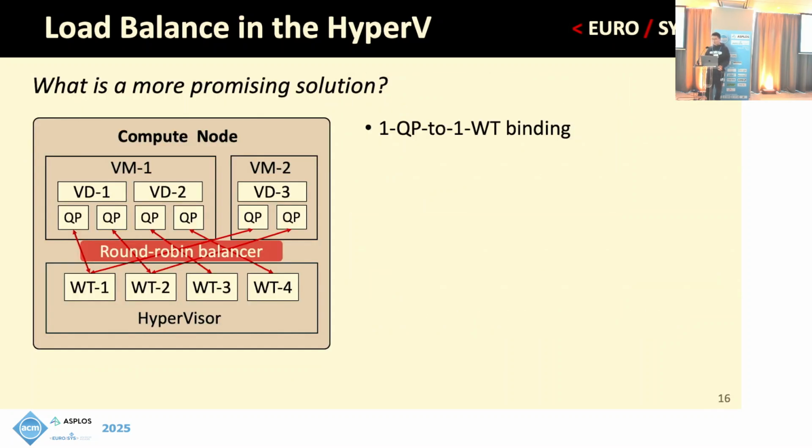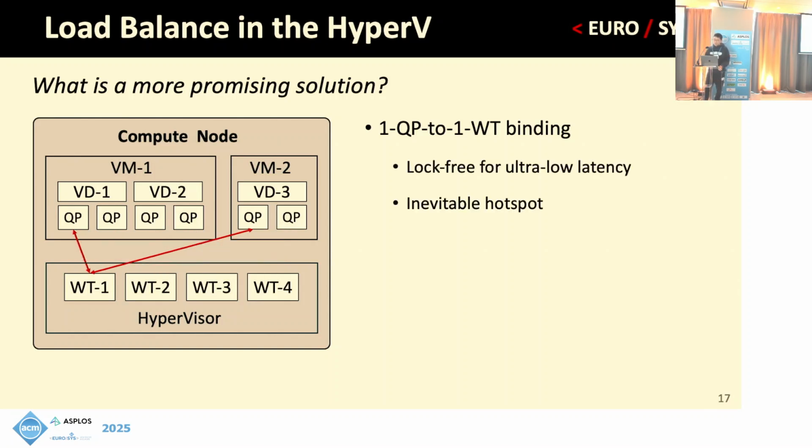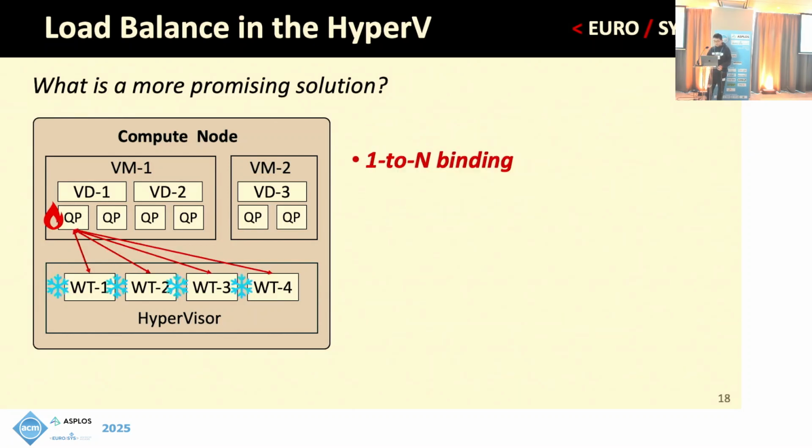So what is a more promising solution? To answer this, we should first understand the root cause of this issue. This issue comes from the 1 QP to 1 WT binding. This design is to achieve lock-free execution on the workers. For ultra-low latency, we do not want multiple workers to access the same QP. However, this design inevitably introduces hotspots because once a QP becomes hot, its associated worker becomes hot as well.